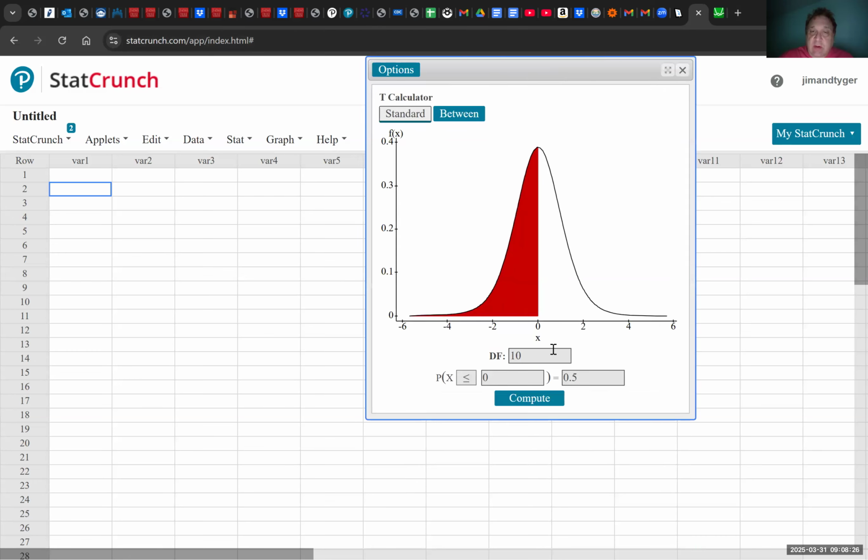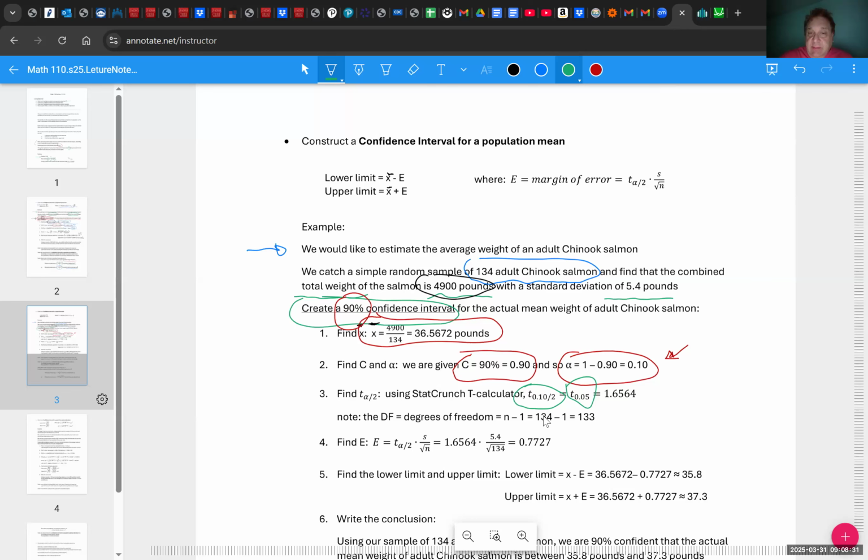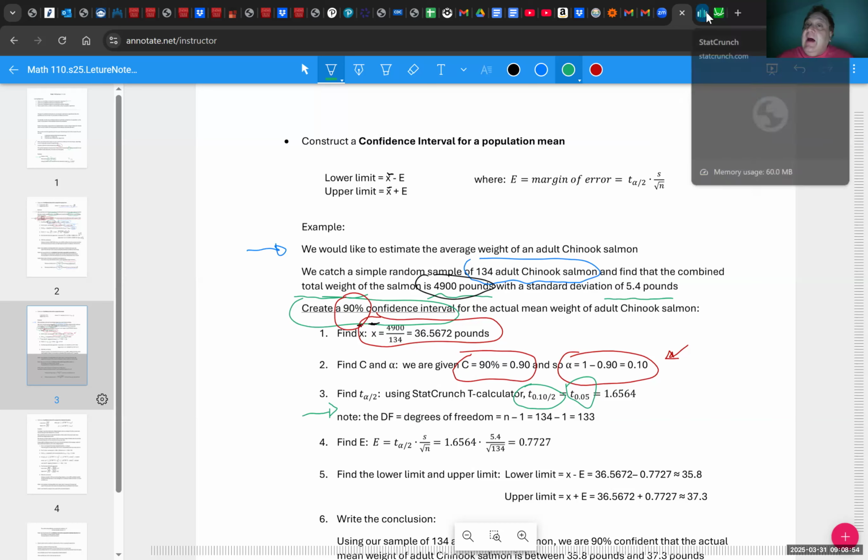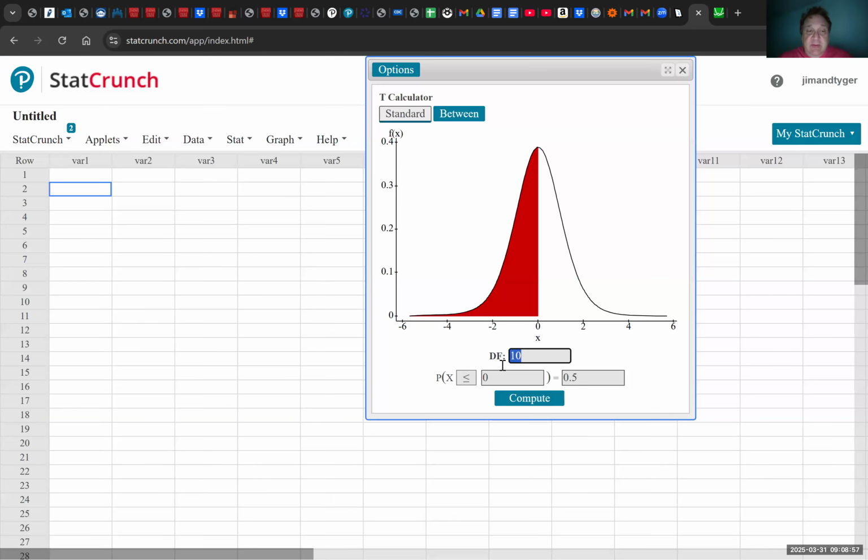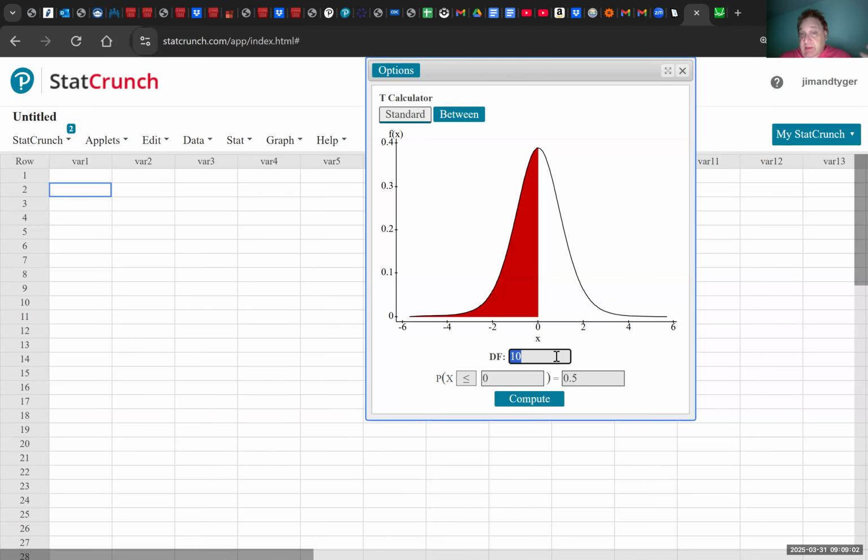It asks for the degrees of freedom. I do have a little note here that the degrees of freedom is always one less than the size of the sample. So we had 134 adult Chinook salmon. So the degrees of freedom are just 134 minus 1, which is 133. So you just subtract 1 off of the sample size, and that's the number you put in for DF, for degrees of freedom. So 134 minus 1 is 133.